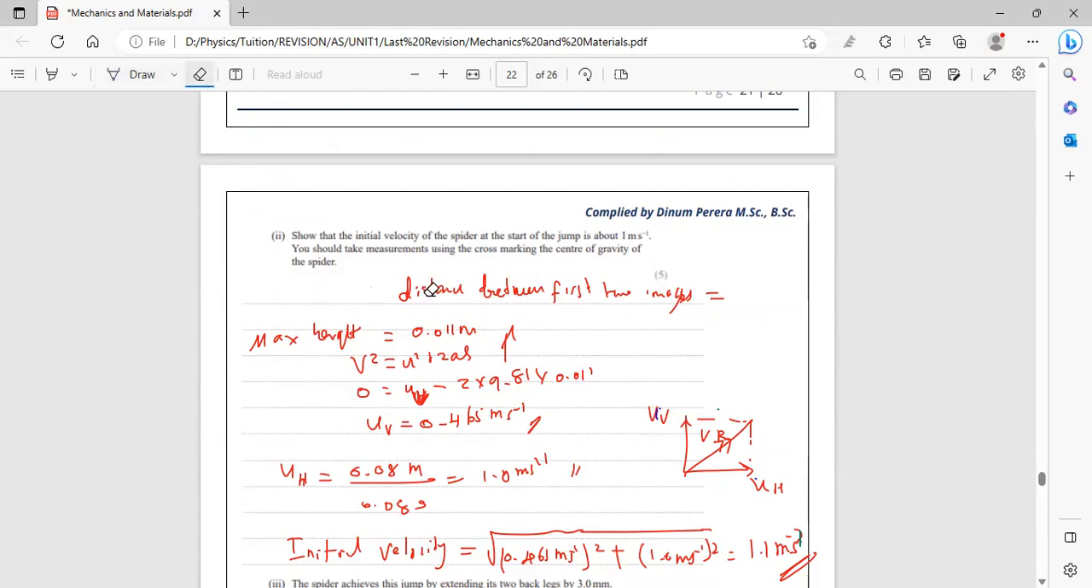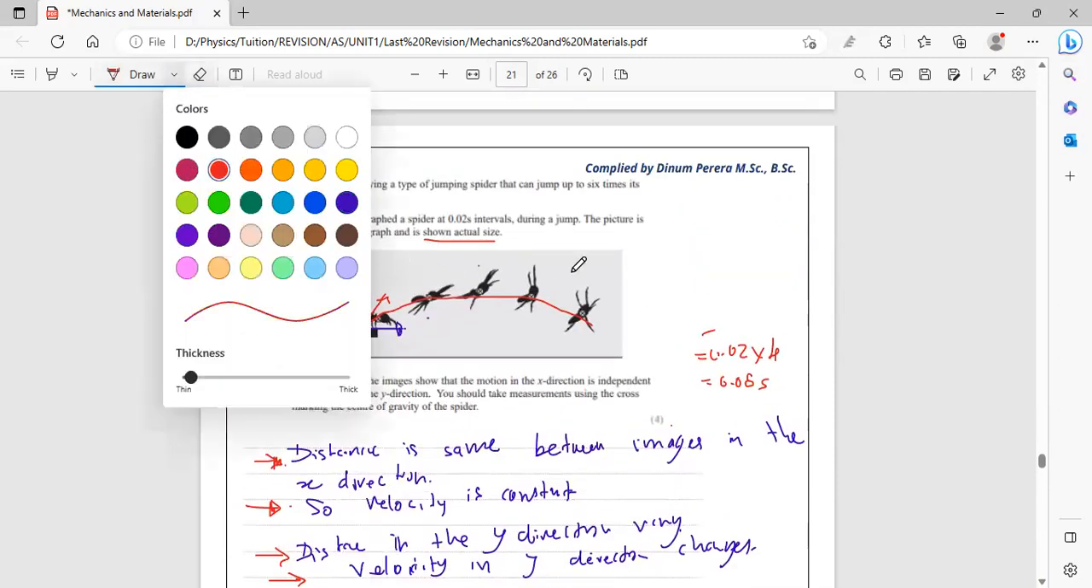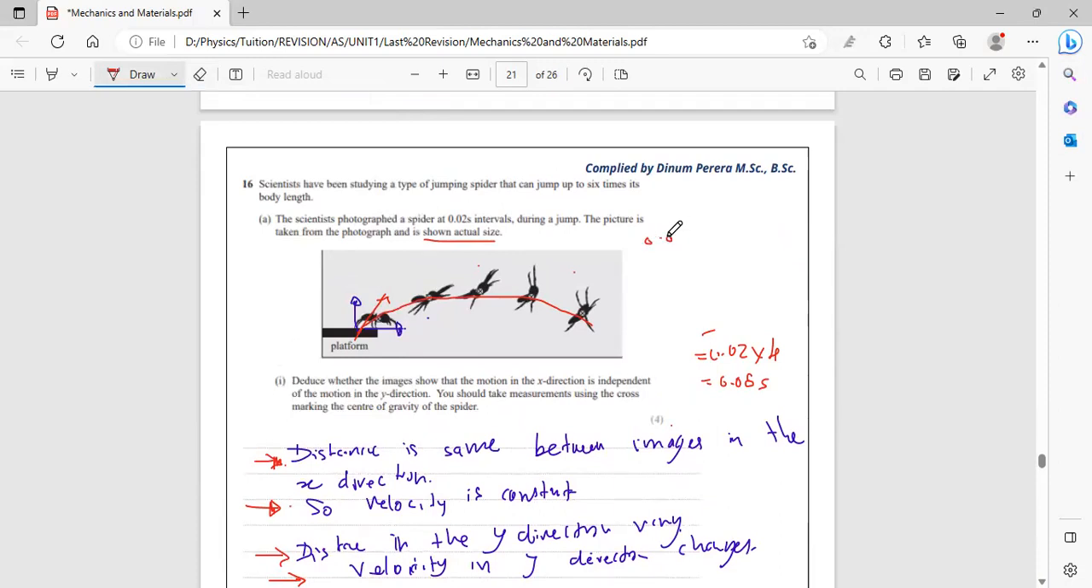We can do that by using the distances between images. They have said that the distance is the actual distance, and the time can be found depending on the number of images. The time gap between two images would be 0.02 seconds. Right? So there are 1, 2, 3, 4 gaps. So the total time would be 0.02 times 4, 0.08 seconds. Right?